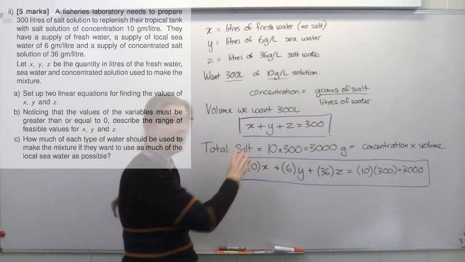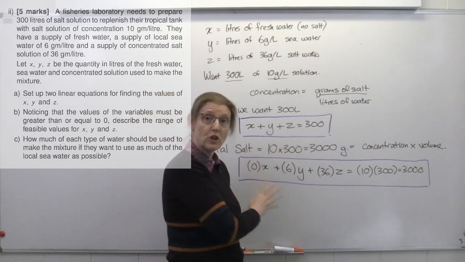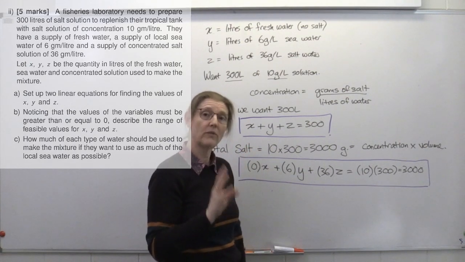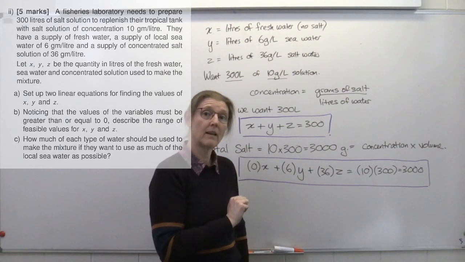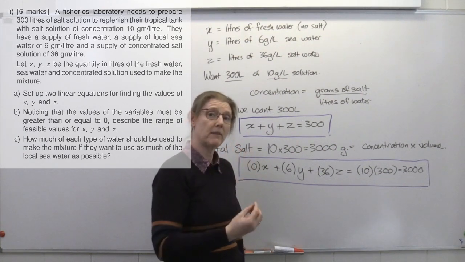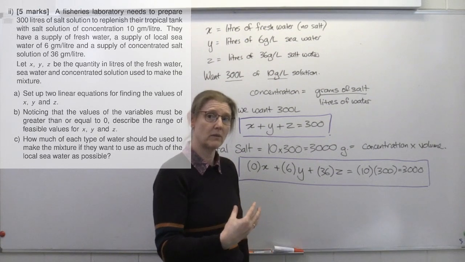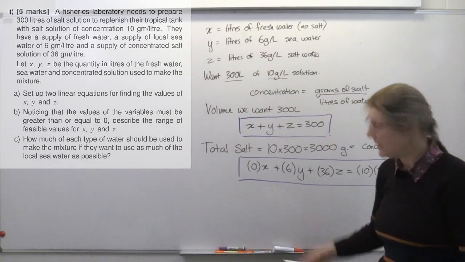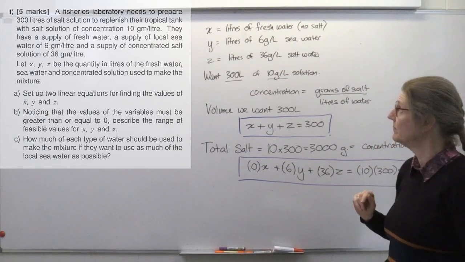Okay, so if we have 3 unknowns and 2 equations, we don't have sufficient information to solve this uniquely, because at minimum you would need 3 pieces of information for 3 unknowns to solve it uniquely. All right, so let's try and solve this system.